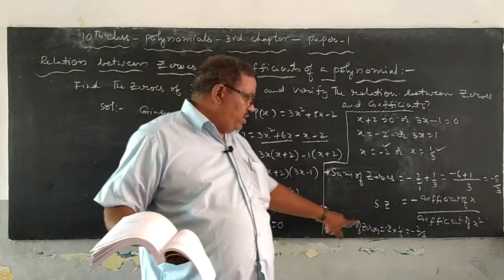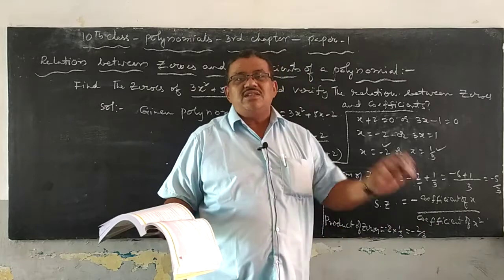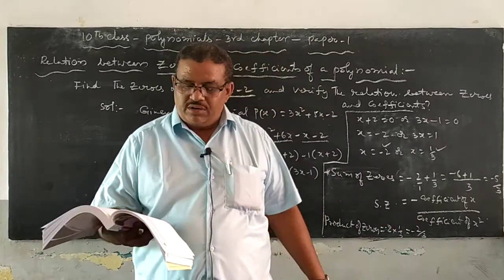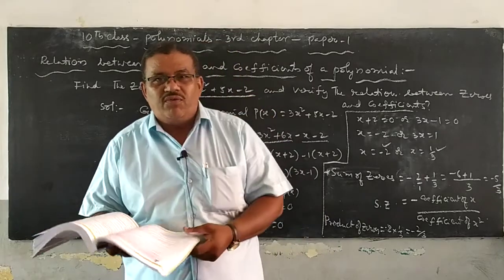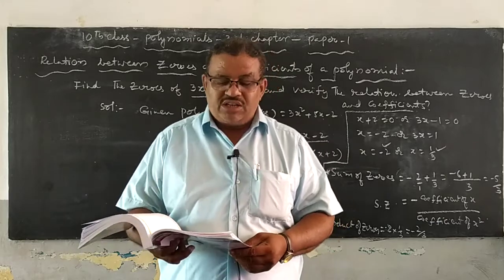So, product of zeros is equal to minus 2 by 3, that is constant term by coefficient of x square. This is the relationship between sum of zeros and product of zeros, children. So, what is the general notation of quadratic polynomial? All of you take your textbooks, page number 62.